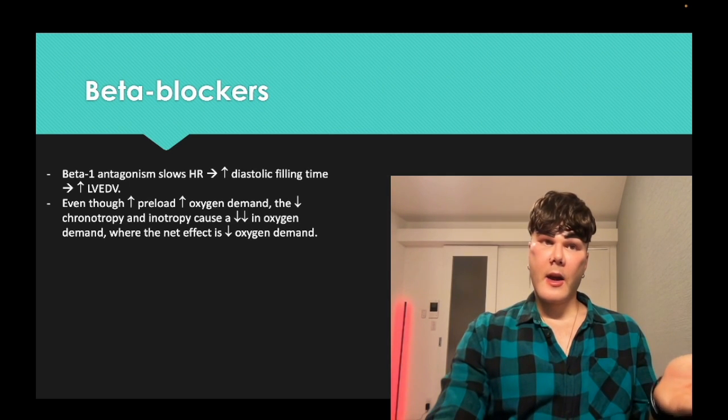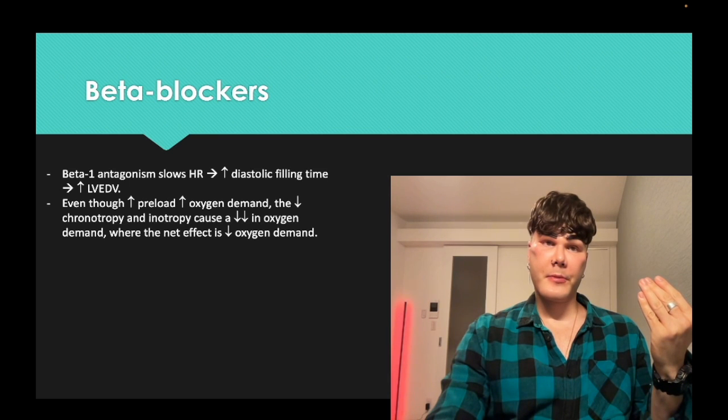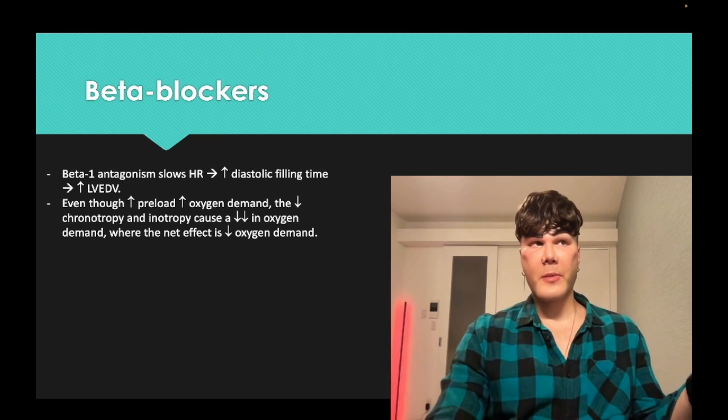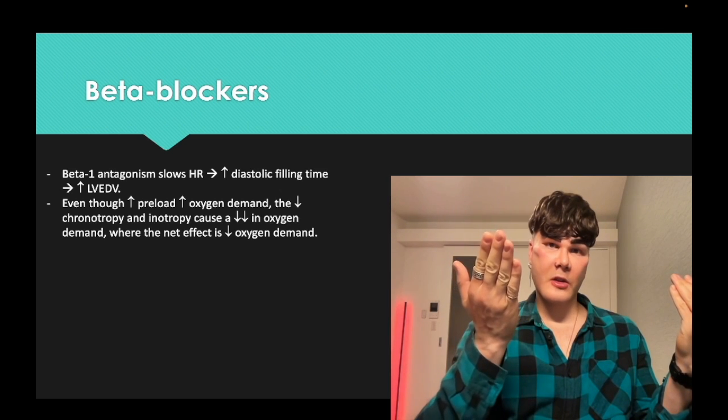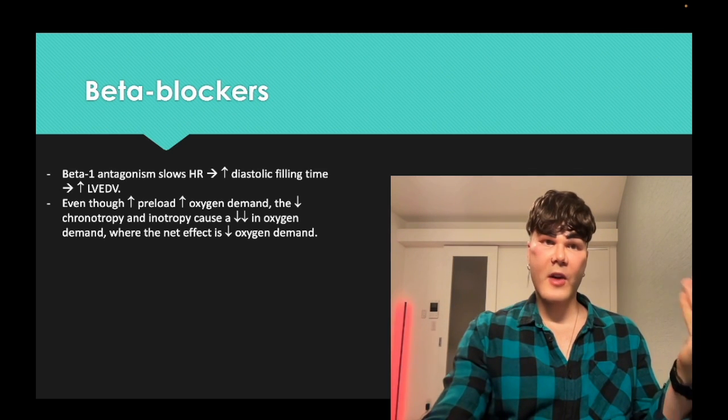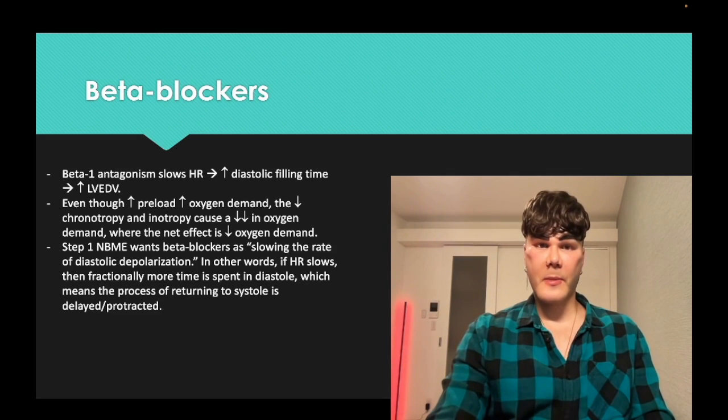But as compensation, there's going to be increased chronotropy and inotropy. So you'd say, well, wouldn't increased inotropy and chronotropy increase oxygen demand? Yes, but the decreased oxygen demand from the dilation of the veins due to nitrates far exceeds the former. So overall, we have a decreased oxygen demand.